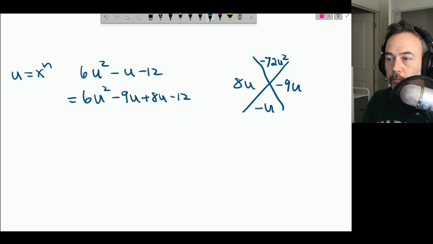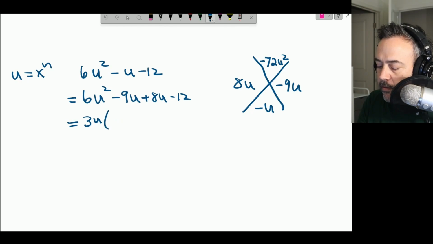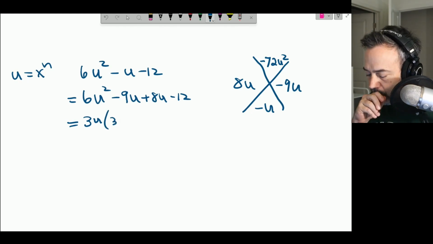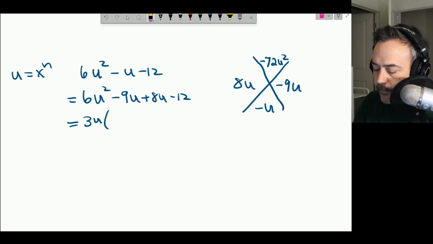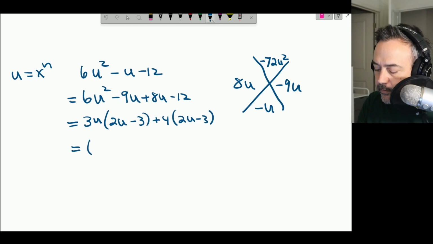And you can rewrite these two middle terms either way. It'll always work out. Factor by grouping will always work now. 3u, 3, 2, 2u minus 3. And then I can factor out a 4. And I'm left with 2u minus 3. Awesome. Factor out 2u minus 3, and I'm left with 3u plus 4.